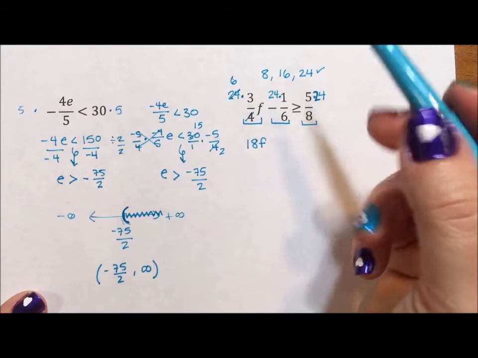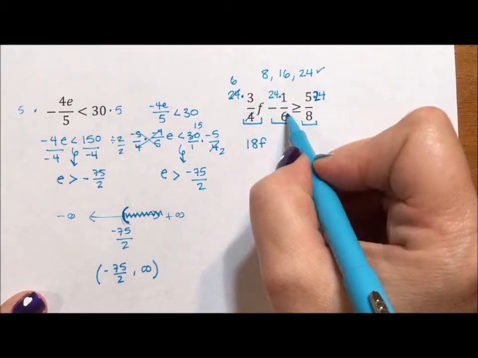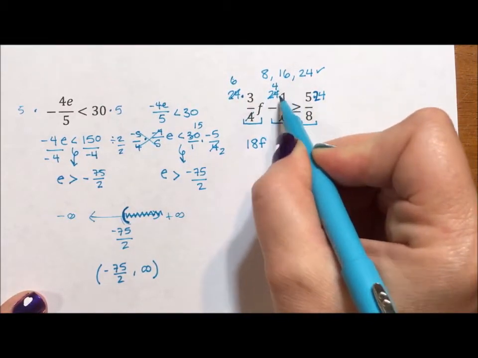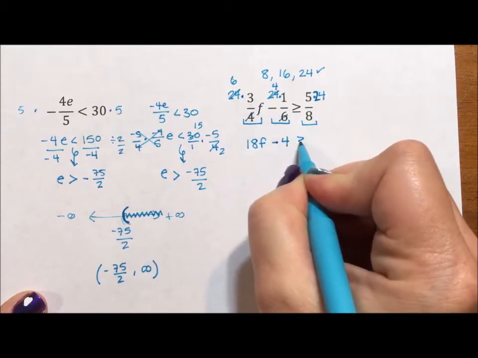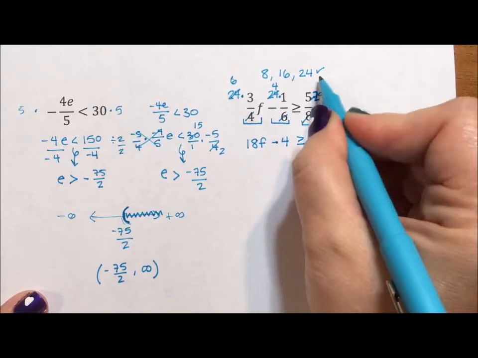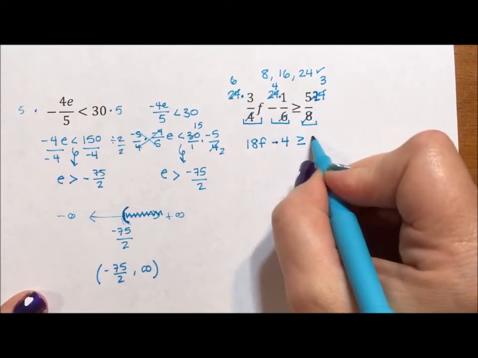So 4, 24, 6. 6 goes into 24 4 times. 4 times 1 is 4. 8 goes into 24 3 times. 5 times 3 is 15.